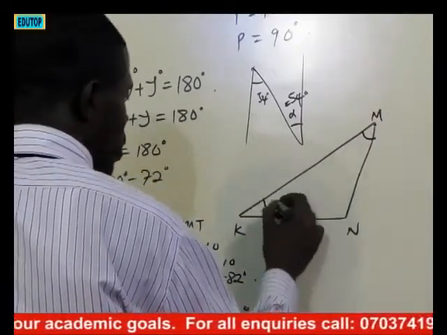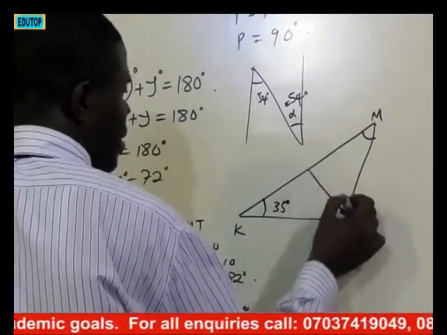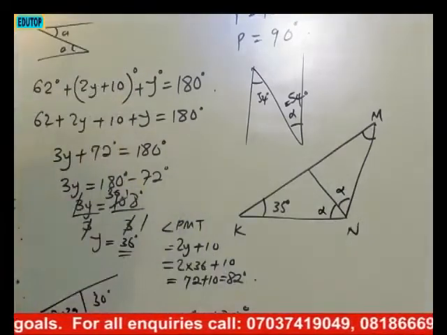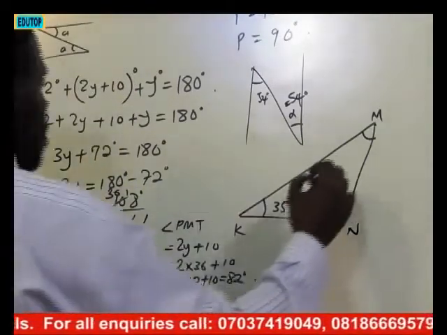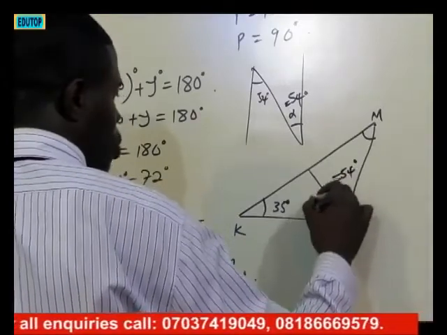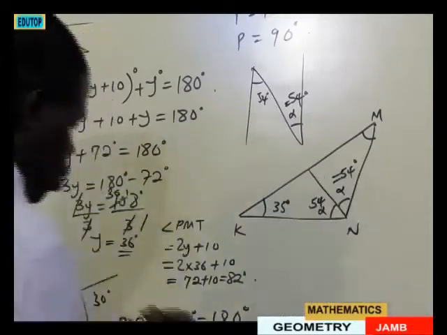Meanwhile, we are looking for this place. We know this place to be what? 35 degrees. And this one is bisecting. So this is alpha, and this one is also what? Alpha. You can get the clearer picture. So we have been able to calculate the alpha to be what? 54 degrees. If alpha is 54, this place will be what? 54. By the time you add it to this, automatically the whole of this place will become 108.